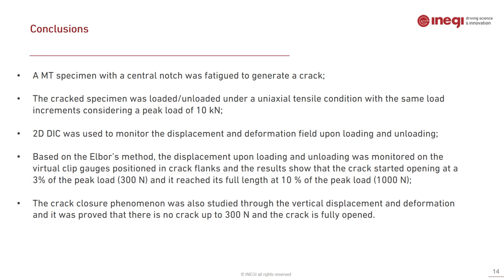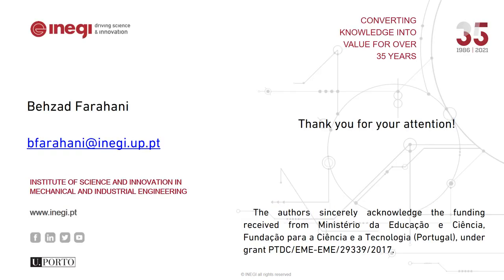And based on the Elber method, two virtual gauges were considered on the specimen close to the crack flanks, and the result shows that under 3% of the peak load, which is 300 newton, we have already reached the full length crack, and at 10% of the peak load, which is 1 kilonewton, the crack is already fully opened. And the results of the displacement and the strain, considering discontinuities as dominant in the structure, can be related to the crack existence. It can be inferred that at loads below 300 newton there is no discontinuity, so there is no crack, and this study is still ongoing for further analysis. Thank you very much for your attention.